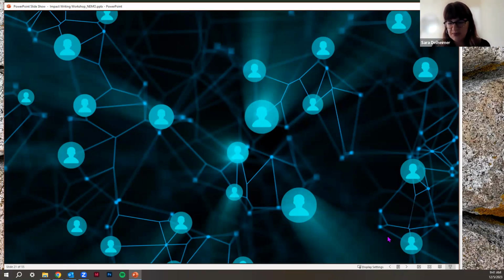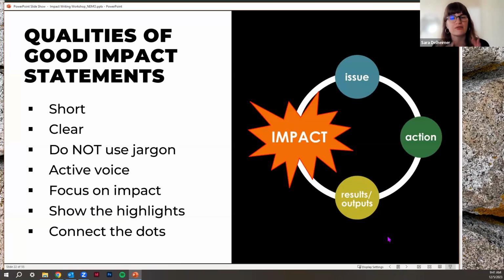I'm going to share some tips about what makes that good basic impact statement for a report or a database. So in general, good impact statements are concise, clear and focused. They don't need to share every single thing. Impact statements are sort of just the highlights.